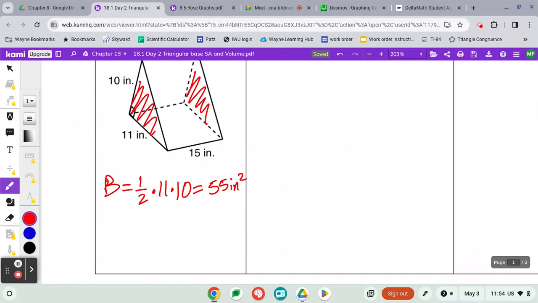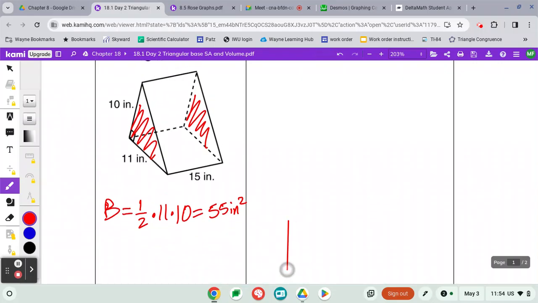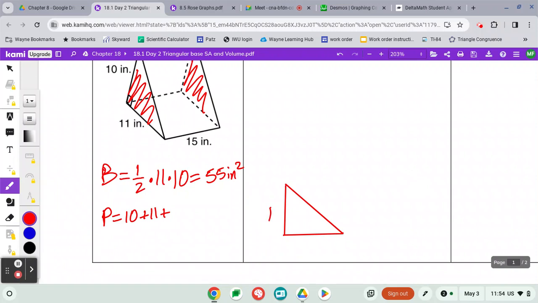Now, the next thing we need to do is find our perimeter. Once again, I don't know what that third side is. So I know my perimeter will be 10 plus 11 plus something. To find this, I need to set up Pythagorean theorem. So a squared plus b squared equals c squared. Which of those three sides, 10, 11, or x? Which one's the c? X. Good. So 10 squared plus 11 squared equals x squared.